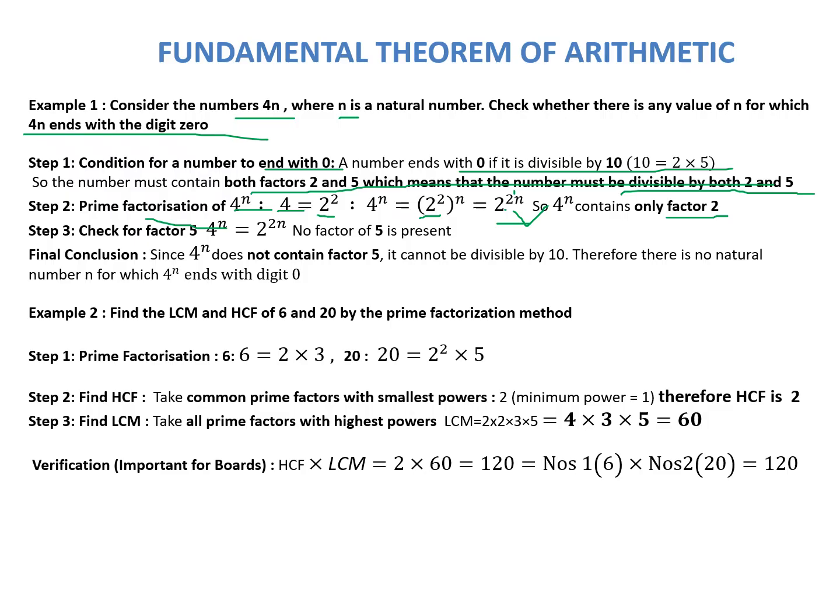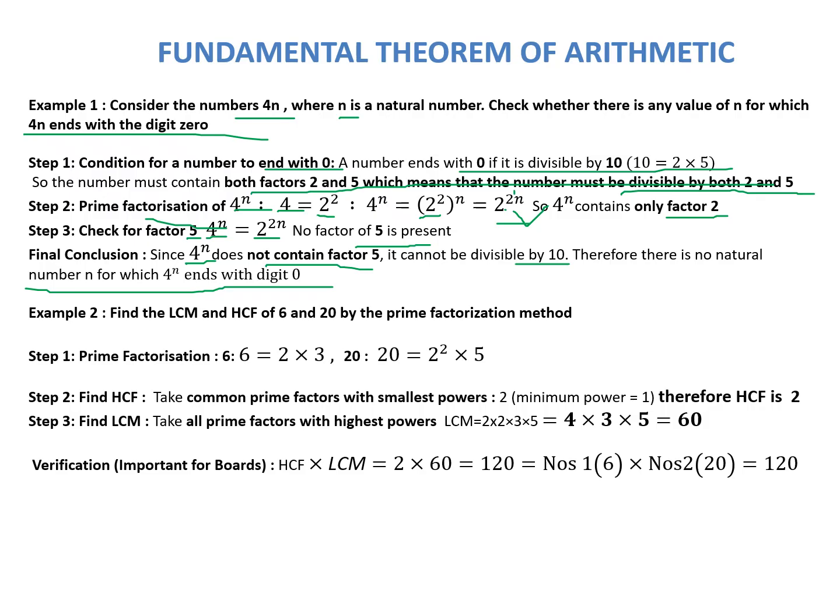So check for 5: 4^n is equal to 2 to the power 2n, so there is no factor of 5 present here. What is the final conclusion? Since 4^n does not contain the factor 5, it cannot be divisible by 10. Therefore, there is no natural number n for which 4^n ends with 0. This is how we prove and confirm whether a number is divisible by 10, or for that matter any other number.